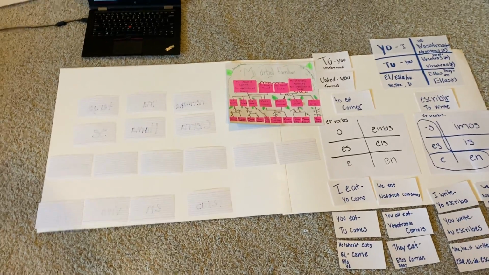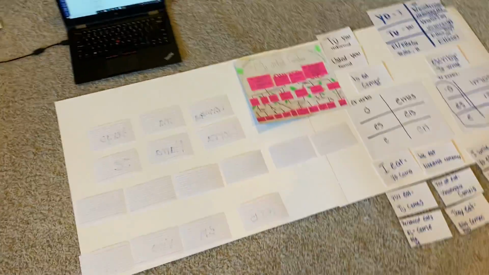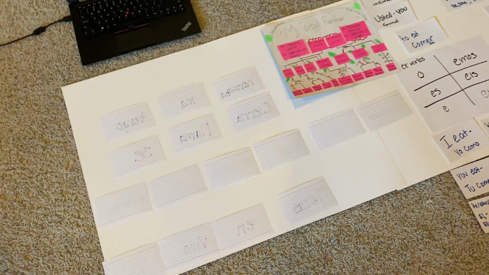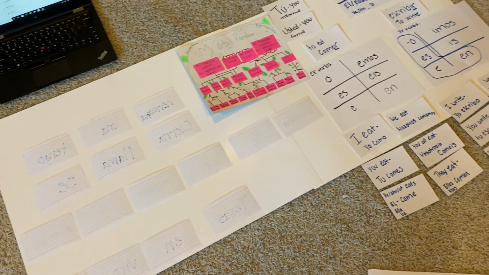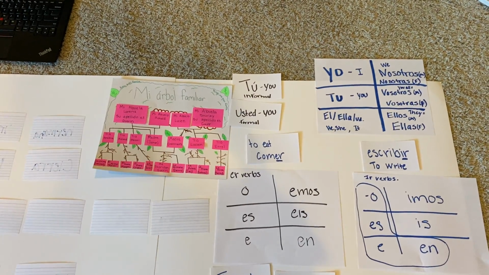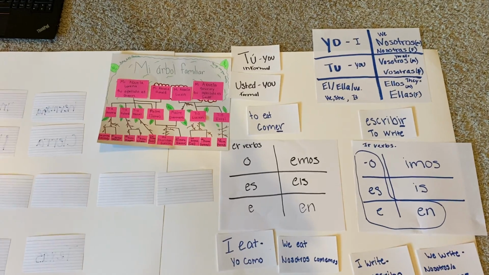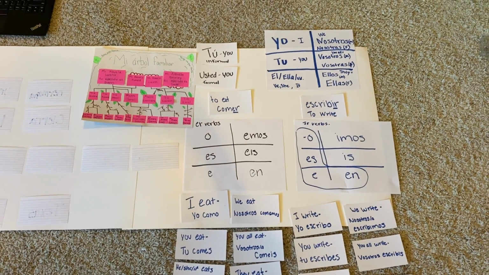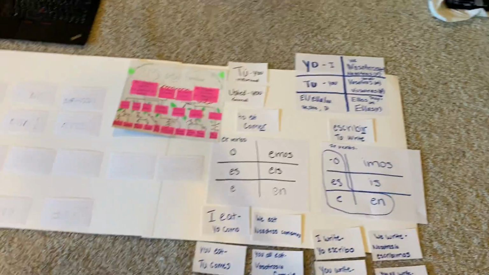I'm going to be talking about mi familia, sharing my family tree, and vocabulary words from the lesson. I'm going to be talking about the difference between tú and usted, and then later at the end of the lesson we will talk about how to conjugate ER and IR verbs. All right, let's get started.